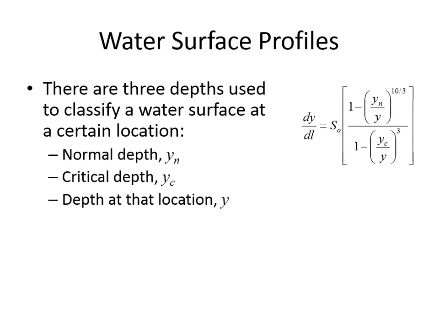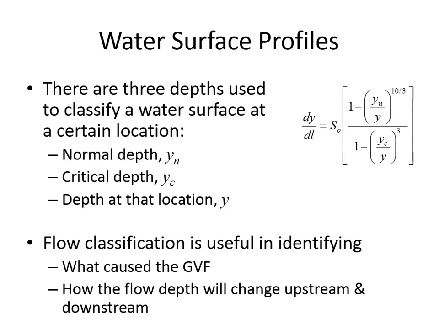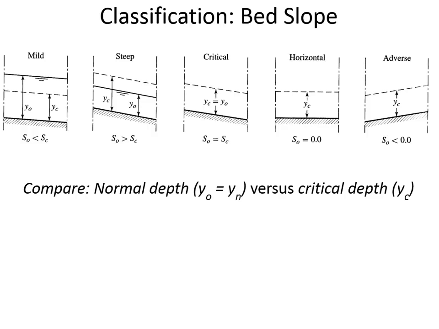There's the critical, normal, and then the depth at that location of interest. So what we're going to be going through next is called flow classification, and it's a way of diagnosing the flow regime and breaking it up into categories. And it tells you whether the depth is increasing or decreasing, and sometimes you can get some clues as to why, like what's causing the change, even without seeing it.